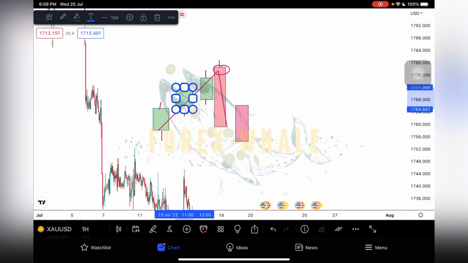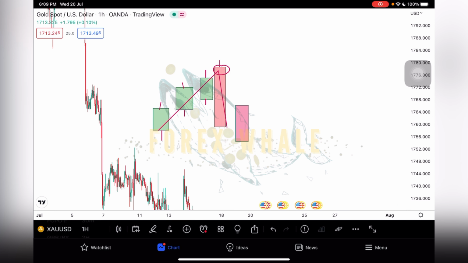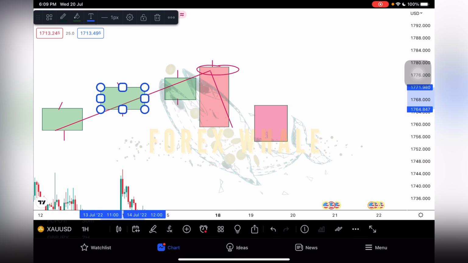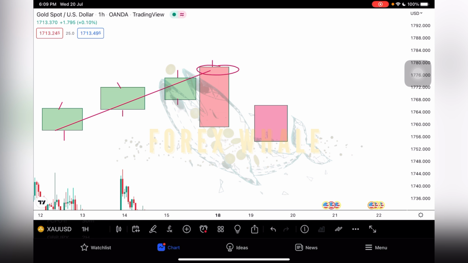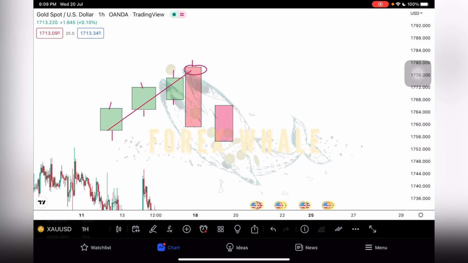Look closely. Okay, sorry guys, I'm just trying to get this thing removed, but it's actually quite annoying.